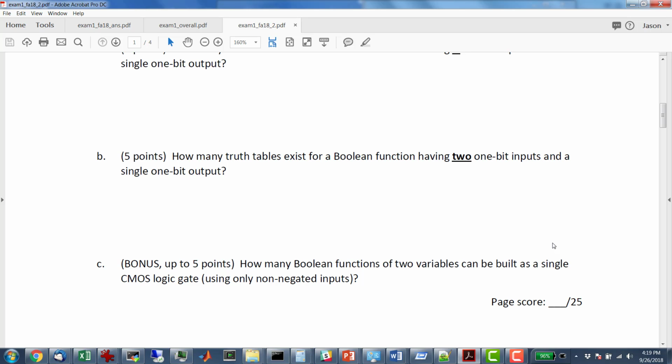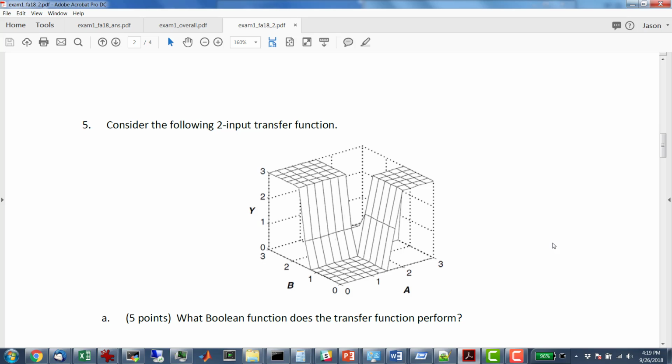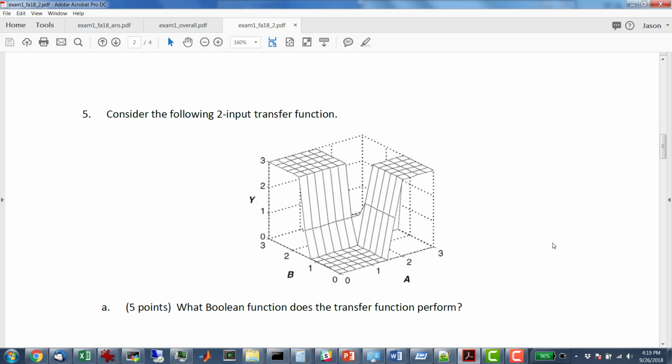Now I made this a bonus question because I didn't really focus very much on this, but this was something that was in chapter 1. Okay, this one is a 2-dimensional transfer function, and the first question is, what Boolean function does it perform? This one was a little tough.